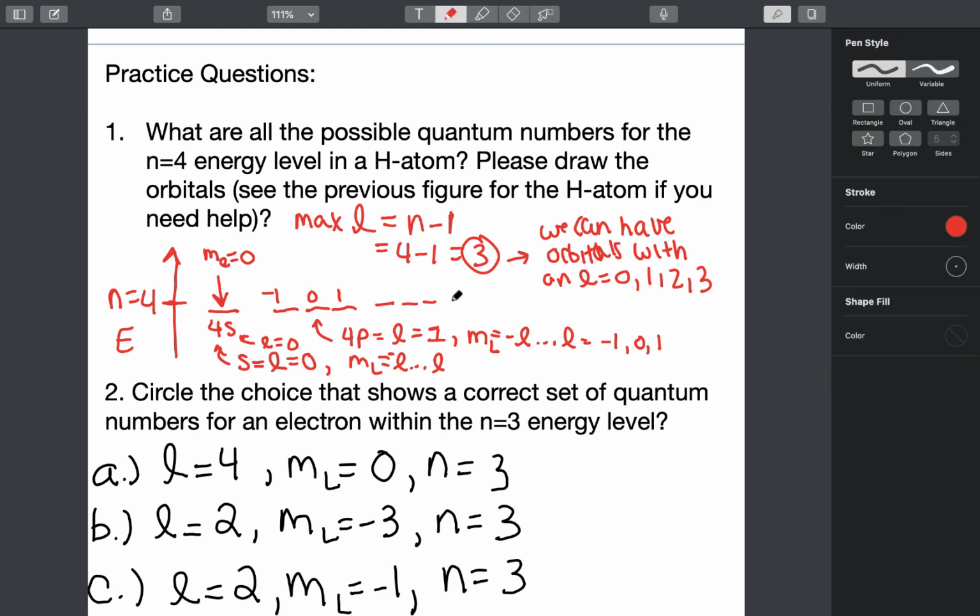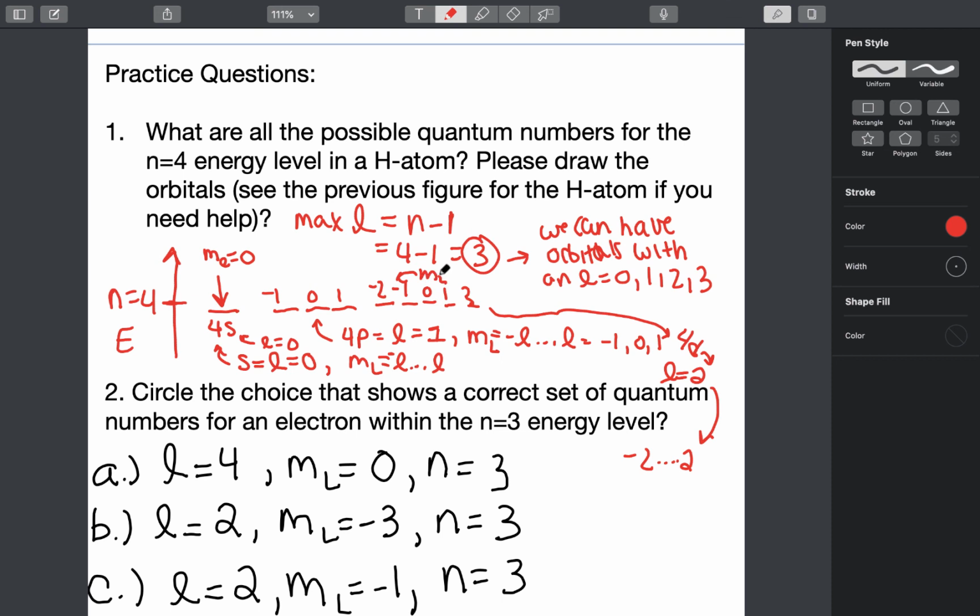So 1, 2, 3, 4, 5. And these correspond to the 4d orbitals, right? So the 4d orbitals would have an angular quantum number equal to 2, which means that we would have a magnetic quantum number range from negative 2 all the way to 2. So we just write negative 2, negative 1, 0, 1, 2. And these are all of your magnetic quantum numbers that you can have.